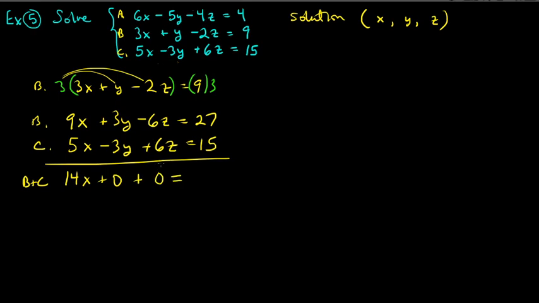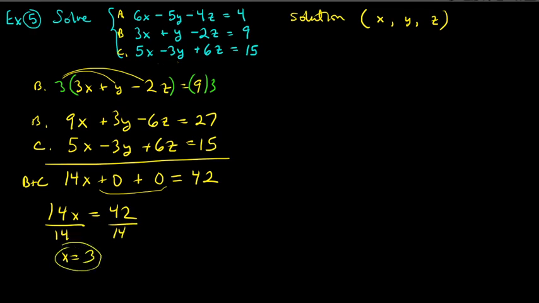Wow, I didn't expect that, but that's a nice bonus. We eliminated both y and z right away. Okay, the right side, however, is 42. So we have 14x equals 42. Divide by 14, and I think x is 3.